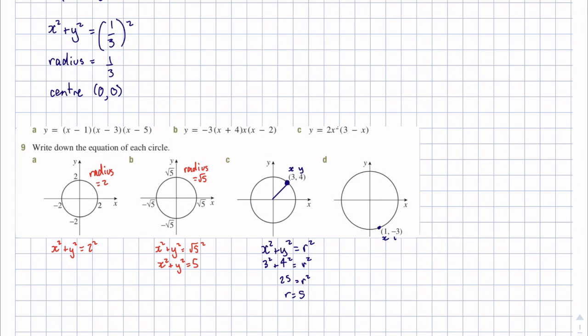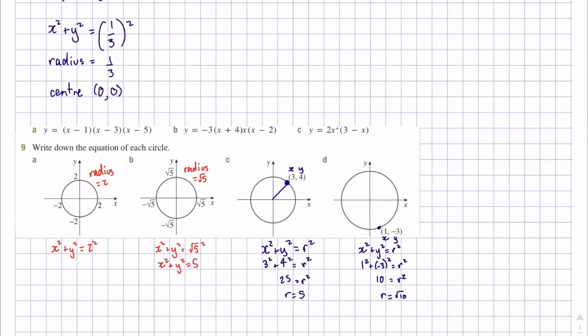This one you're going to do the exact same thing, and this is x and this is y, so x squared plus y squared equals r squared. So we've got 1 squared plus negative 3 squared equals r squared. Those brackets are important. So 1 plus 9, so 10 equals r squared. So r is root 10. That's it. They're fairly simple, actually.